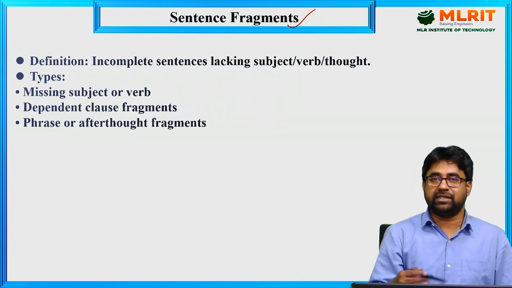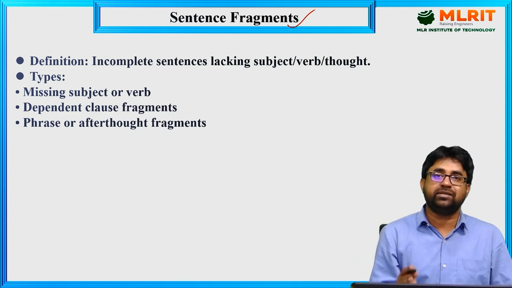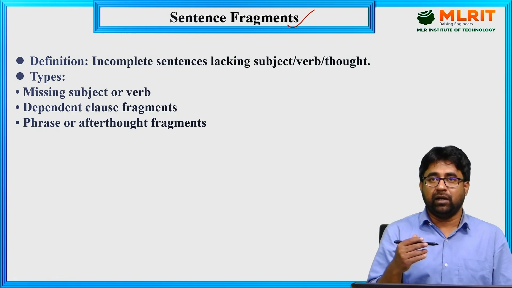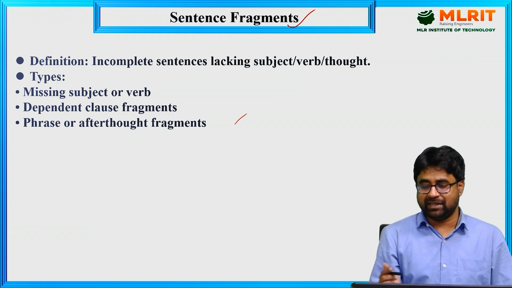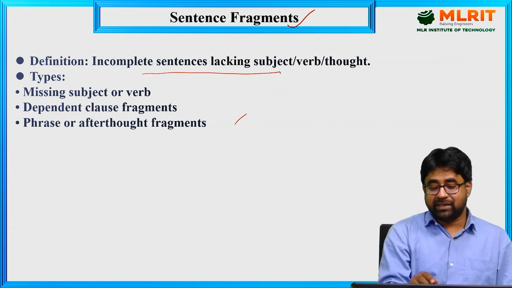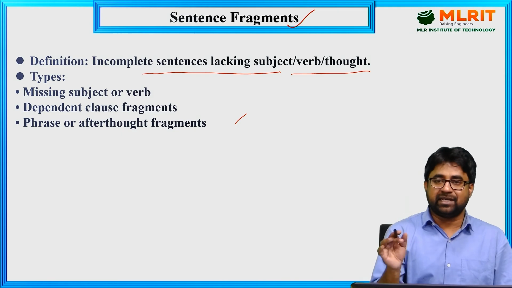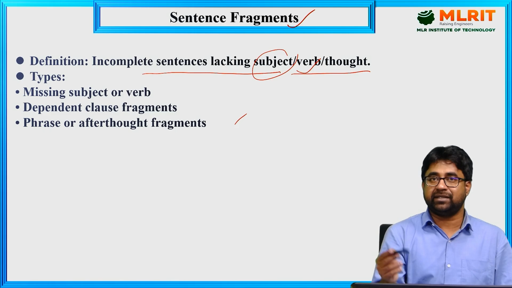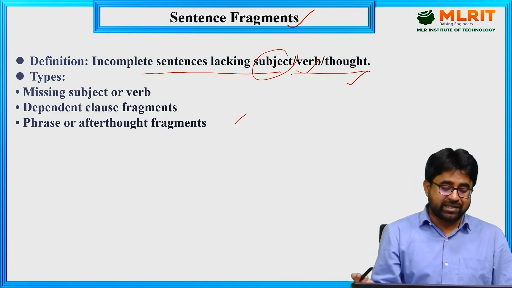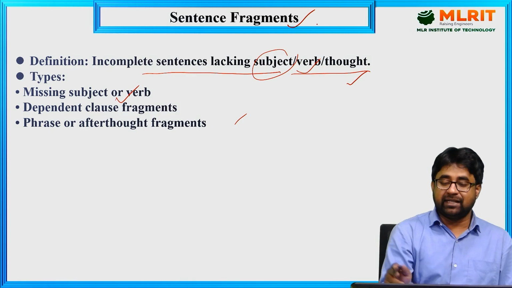Sentence fragment. Now this is one common mistake, especially most of the time we do it unknowingly or unconsciously, especially when we don't pay attention to what we are speaking, or mostly it happens during writing. During speaking, it might not be that easily identifiable. Now, an incomplete sentence lacks a subject, verb, or thought. Sometimes we use sentences in such a manner that they are incomplete. Either the subject would be missing, sometimes the verb would be missing, sometimes it won't express a clear idea. Missing subject or verb is one way of creating sentence fragments.